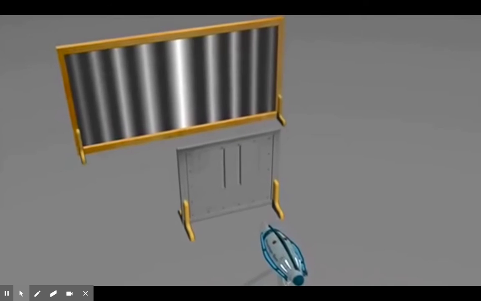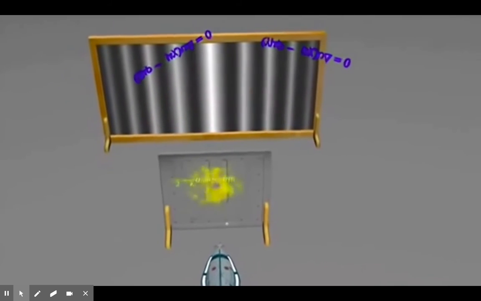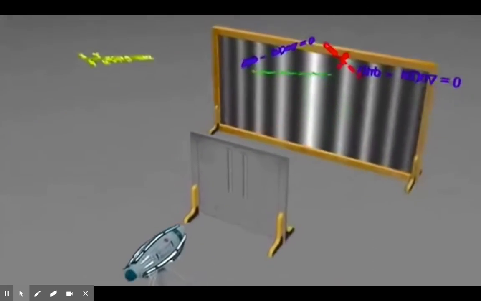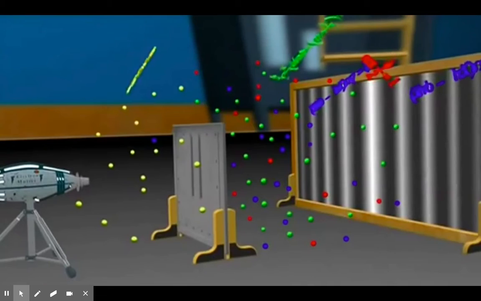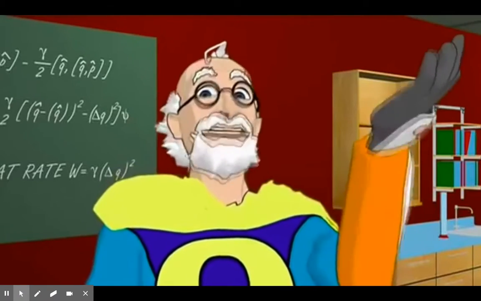But mathematically, it's even stranger. It goes through both slits and it goes through neither. And it goes through just one and it goes through just the other. All of these possibilities are in superposition with each other. Physicists were completely baffled by this.